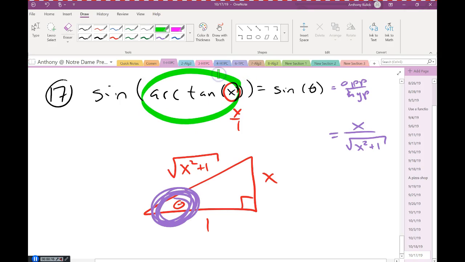Yes, basically we're using the inside part to make our right triangle, and then we're using our right triangle to evaluate sine of that angle that we reference everything to. Sure. That's fine. Nope, you can use the unit circle to do it. That's fine.